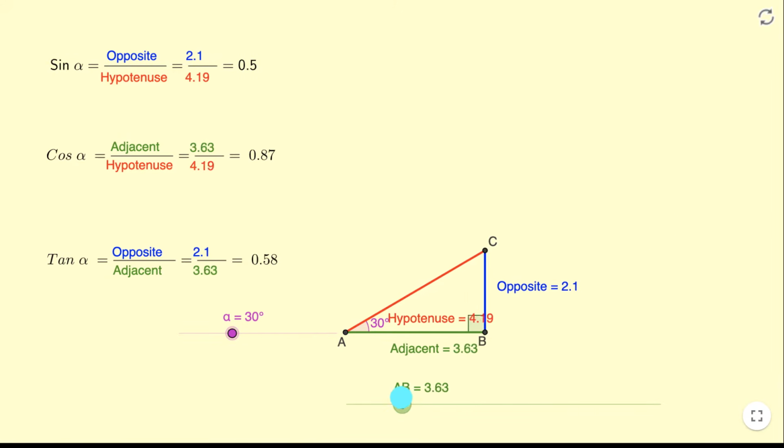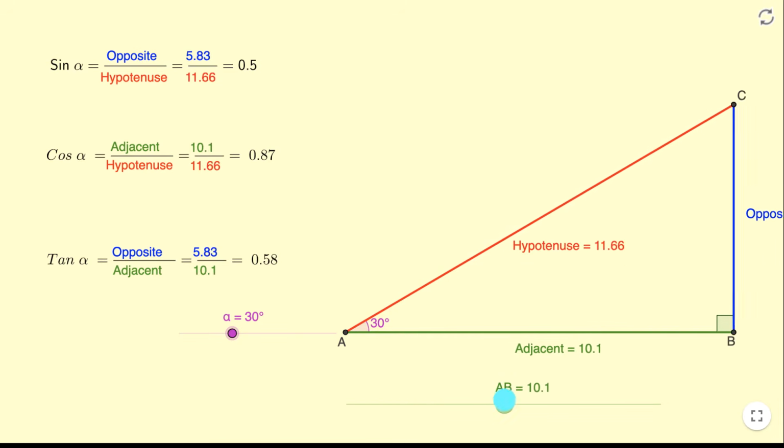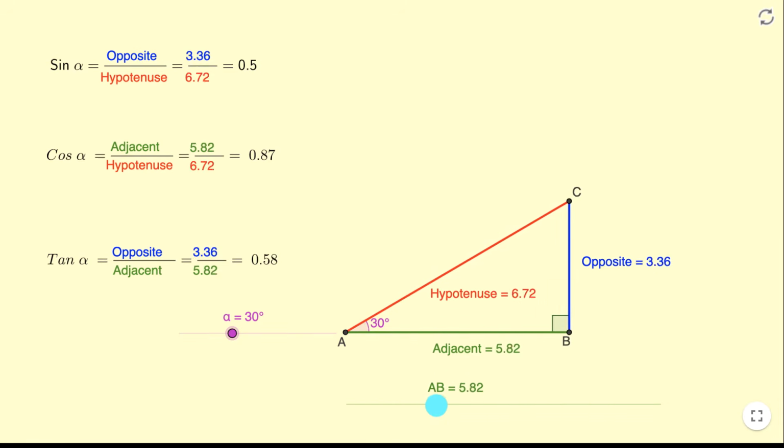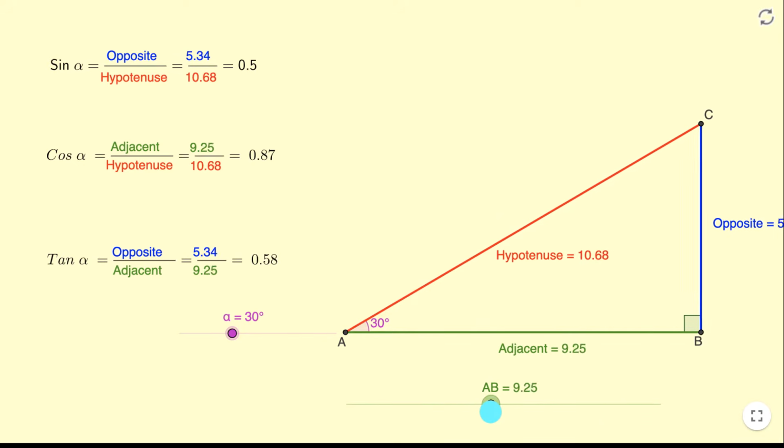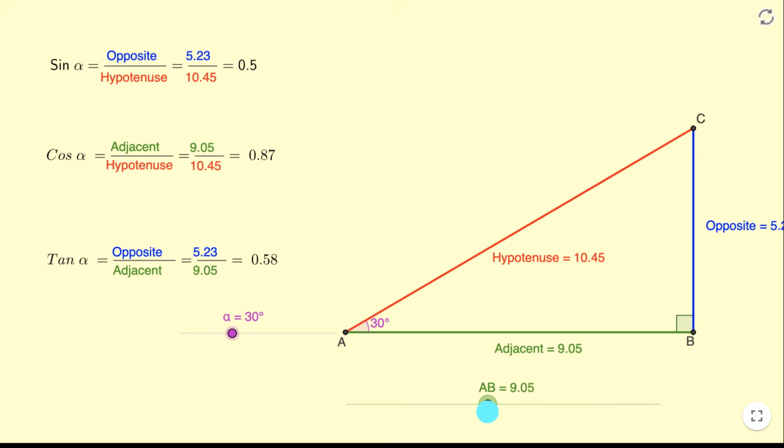The ratios all stay exactly the same as I change the size of this triangle but keeping it shaped the same. The side lengths are changing, but the ratios are staying constant. So I know that sine of 30 in any right triangle, doesn't matter its size, I know it's always going to be 0.5 because it's going to be similar to every other right triangle that has that angle of 30.